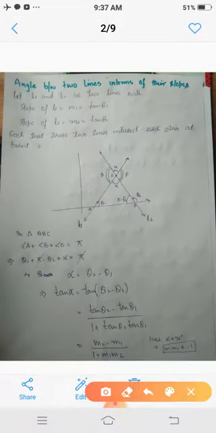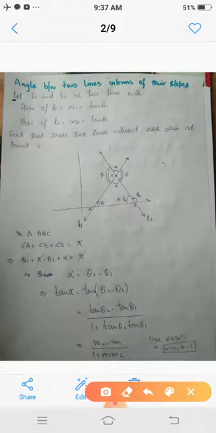Now, how to find the angle between two lines if their slopes are given? You know that previously we discussed the condition for two parallel lines and the condition for two perpendicular lines. Now, we will consider the case when these two lines intersect each other, suppose at point O, but not orthogonally, meaning not perpendicularly.